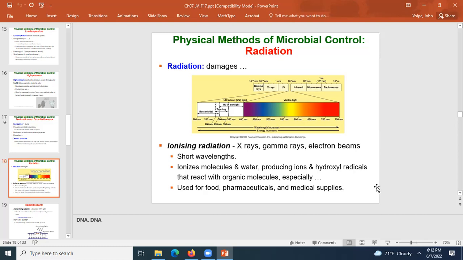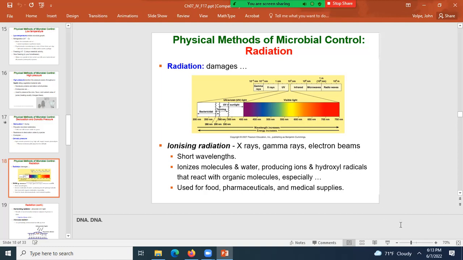Ionizing radiation involves X-rays, gamma rays, and electron beams. They have a short wavelength. They ionize molecules in water, producing ions and hydroxyl radicals. These molecules then react with other organic molecules, especially DNA, and then damage the DNA.